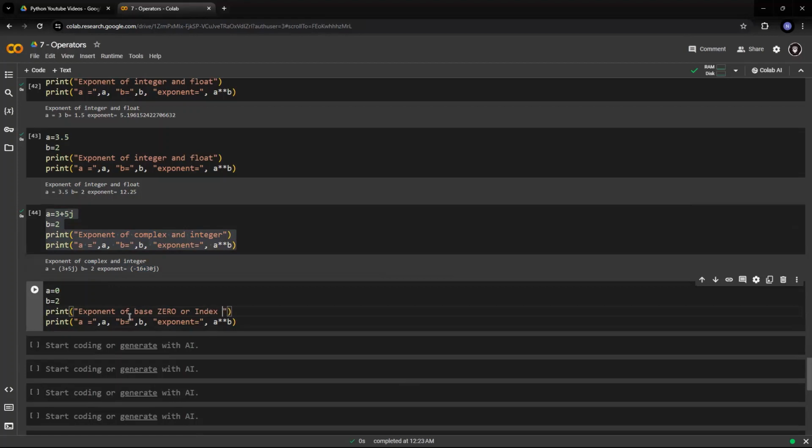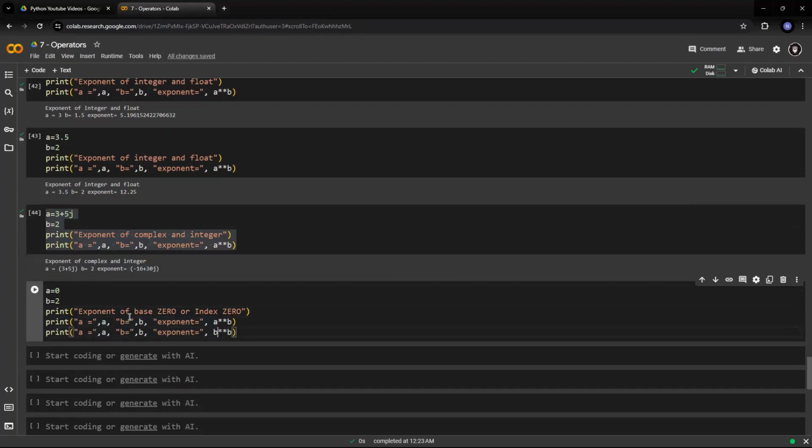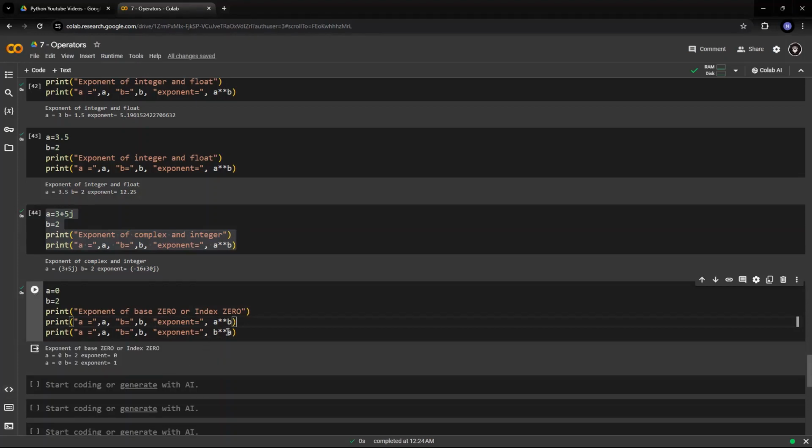Or index 0. Let's see what happens if I try both ways. First I'm making the base as 0, which is the left hand side. And in the second, I'm making the index as 0. So A is the index here, A is the base here in the first formula. So let's see what is written by both the formulas. Where A is the base and it is 0, then it should return a 0. Where A is index and it's a 0, then it should return a 1.